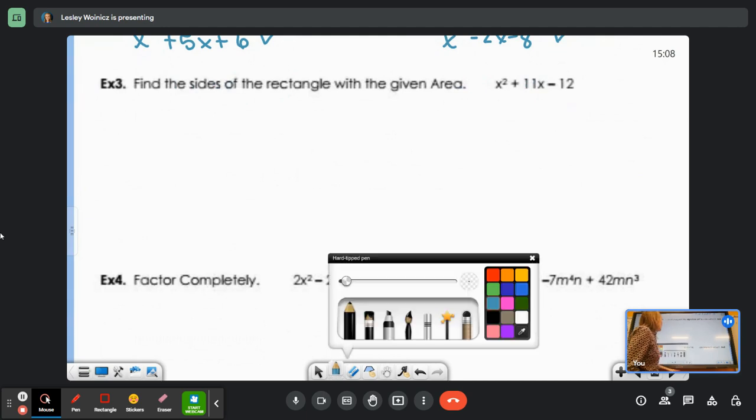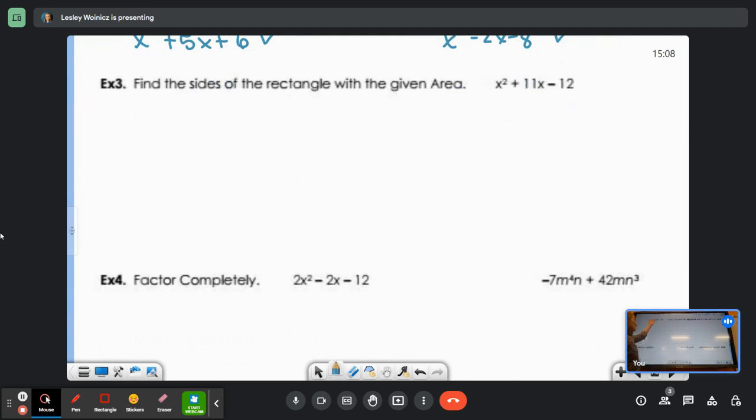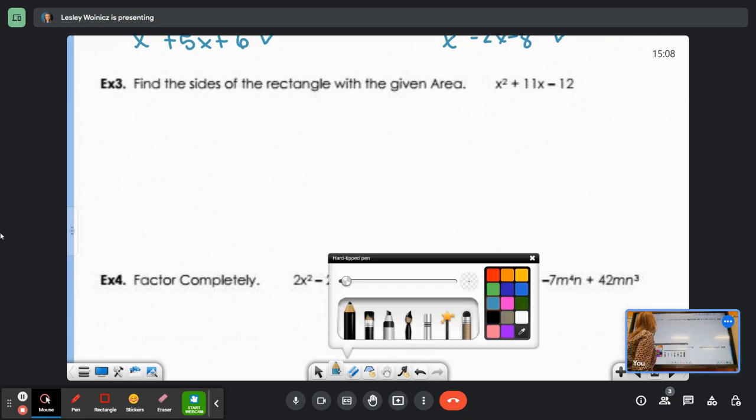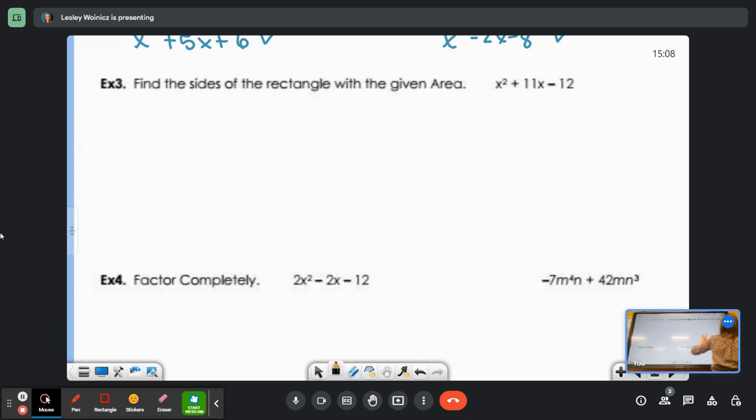So, what do we know? Okay, they're giving us an area and they want us to find the sides. What do we know about the area of a rectangle? Yeah, the area of a rectangle is the length times the width. So if I multiply the length and width together, I get the area, which is a product. Which means that the length and the width, because they multiply to a product, are my factors.